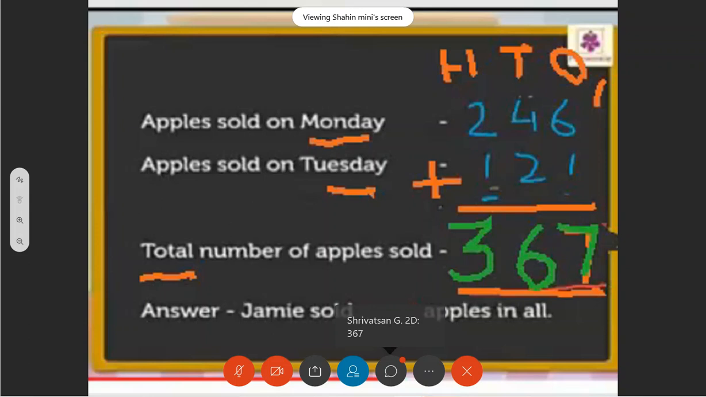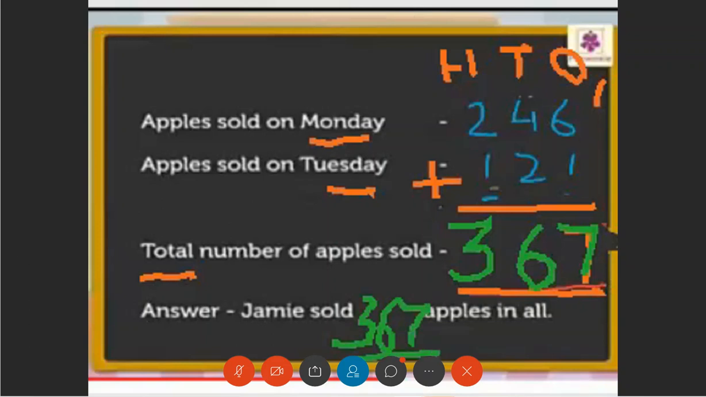367 apples. He sold that for the 2 days. So Jamia sold how many apples? 367 apples. So he sold 367 apples in all. Wow, we have solved the sum. Got it? How to write the statement sum, children? Yes, you have to write the statement in a proper way. Okay, let's do one more sum, an interesting sum.